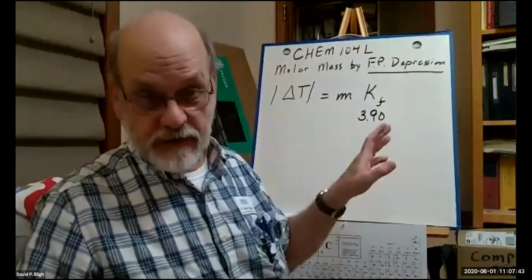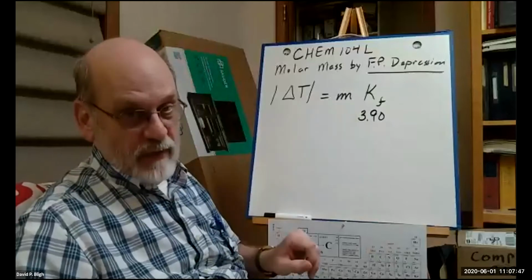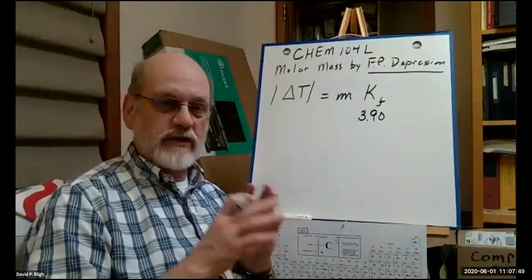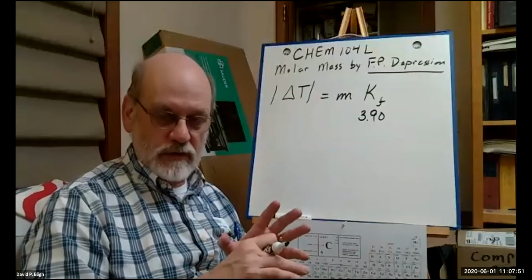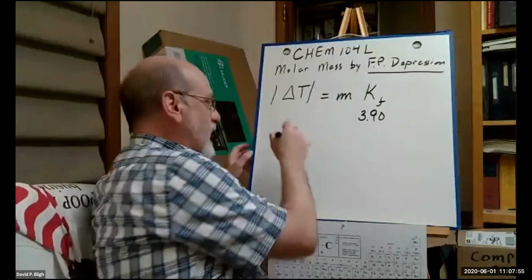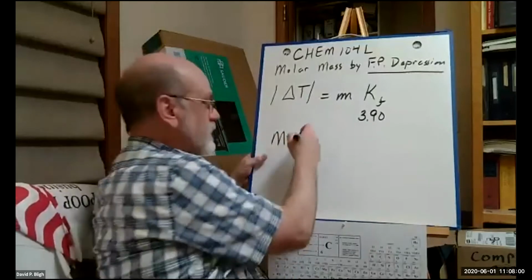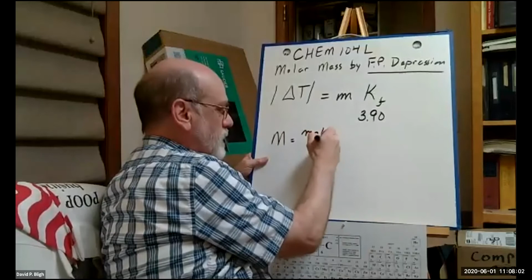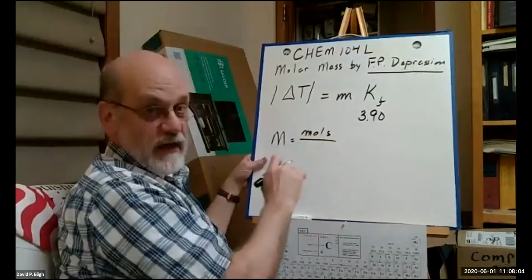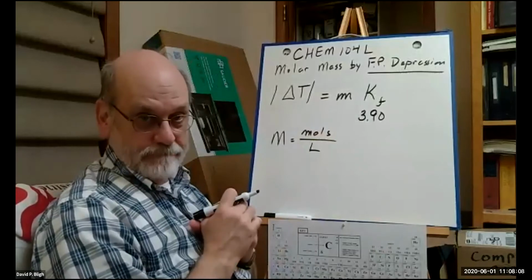I'm going to put the units in there in just a minute. First, we want to say, what does M mean? M is an expression of concentration of the solute in the solution. Right? So we know about molarity, right? Molarity is moles per unit volume, which in this case is liters, right?